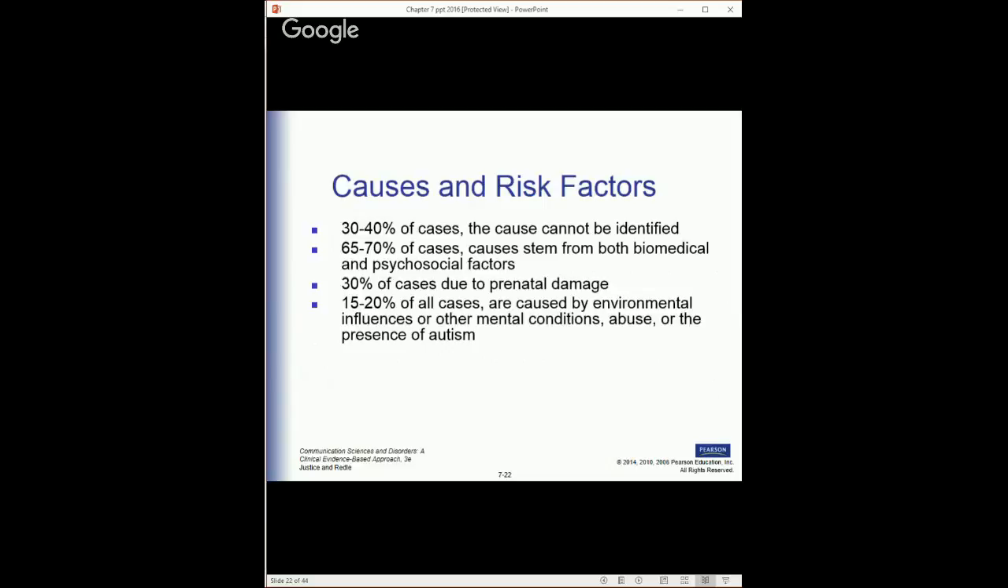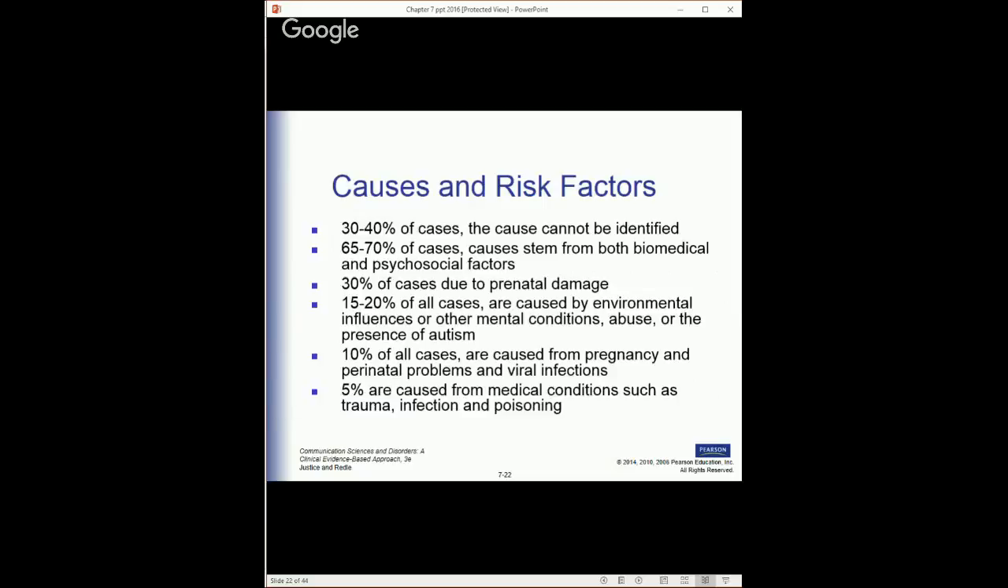50 to 20% of all cases are caused by environmental influences or other mental conditions, abuse, or the presence of autism. 10% of all cases are caused from pregnancy and perinatal problems and viral infections. 5% are caused from medical conditions such as trauma, infection, and poisoning. And 5% are caused by heredity alone.